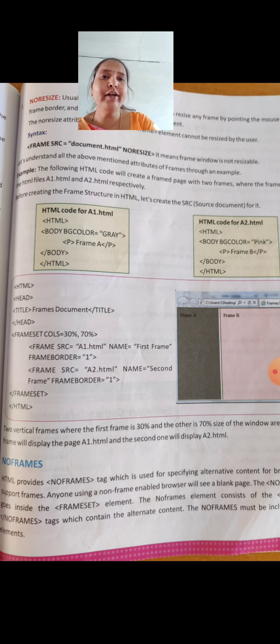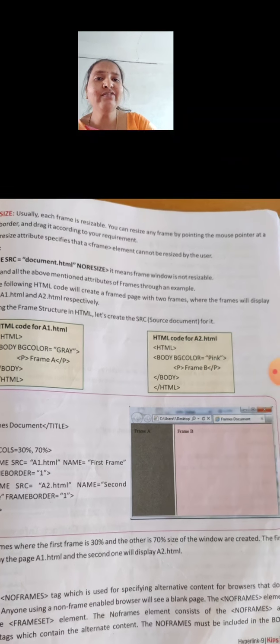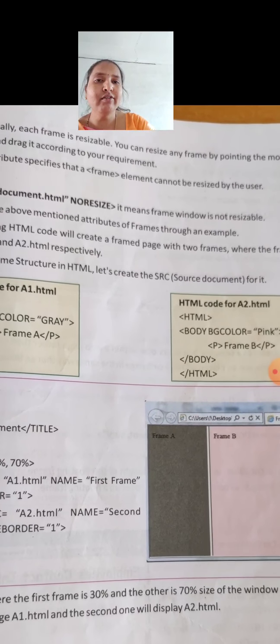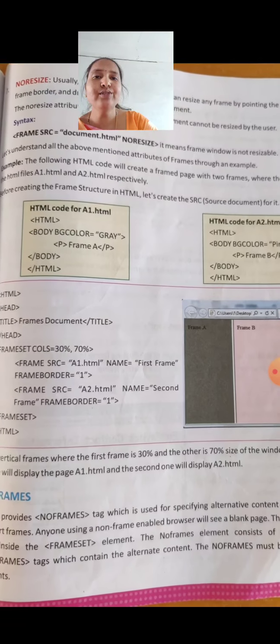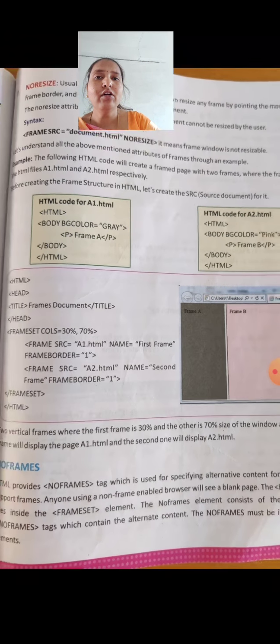Dragging means it is going to make the box width more and smaller and height more and smaller. Likewise, we are dragging it, so that means we are resizing the box, like in Paint. Likewise, in a web window, to make the frames resizable we are using an attribute called noresize.